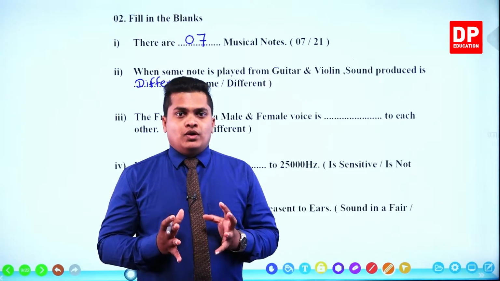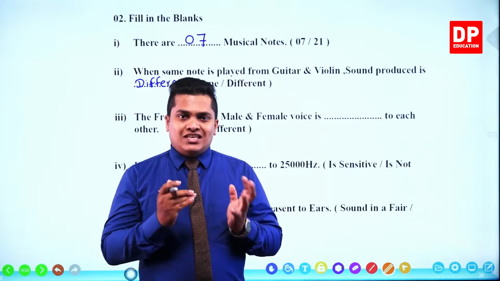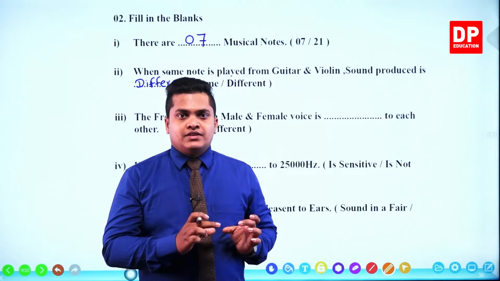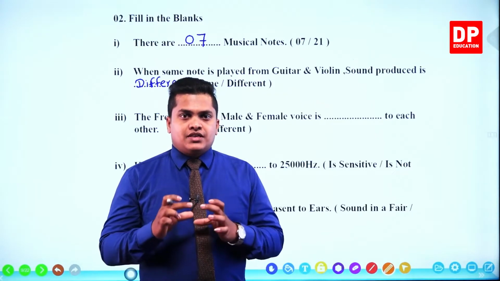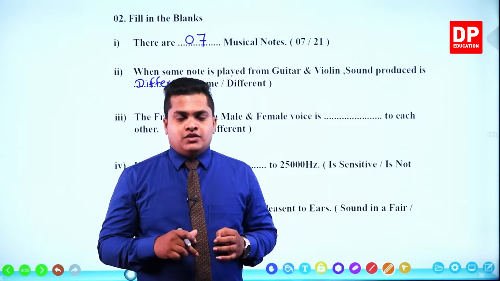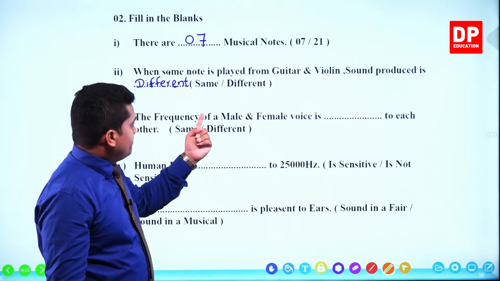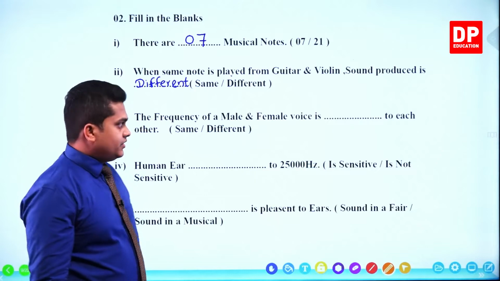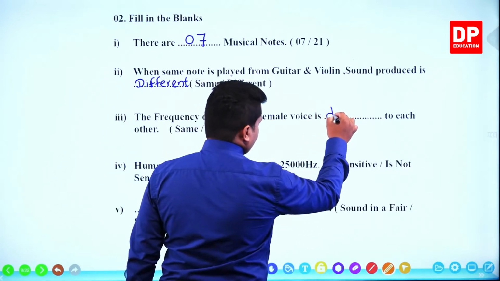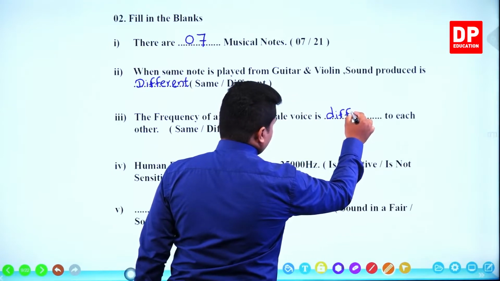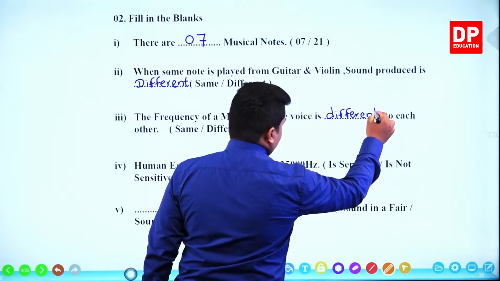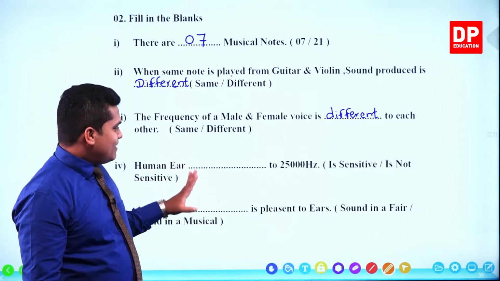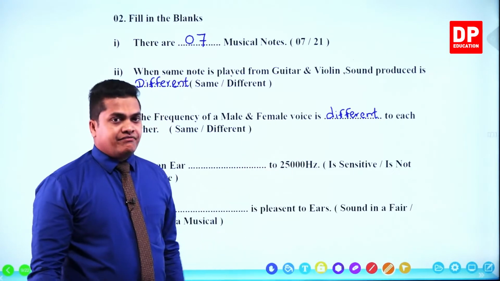So even though males and females are going to sing the same song, we can identify which sound is emitting from a male and which sound is emitting from a female. So the frequency of a male and female voice is different to each other. Next one, human ear blank to 25,000 hertz.